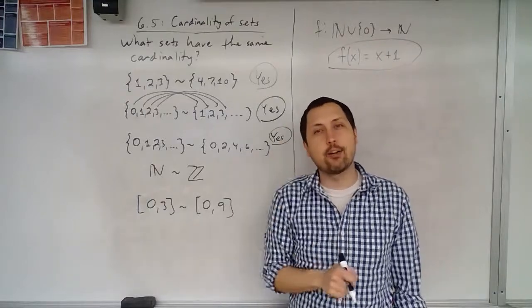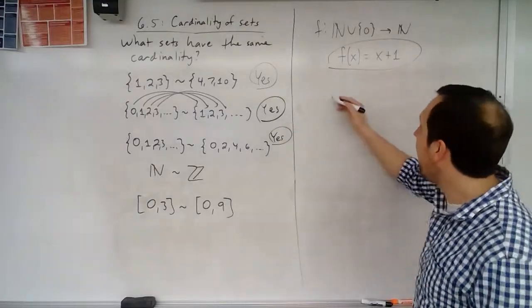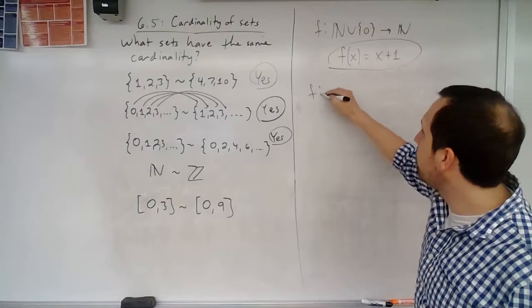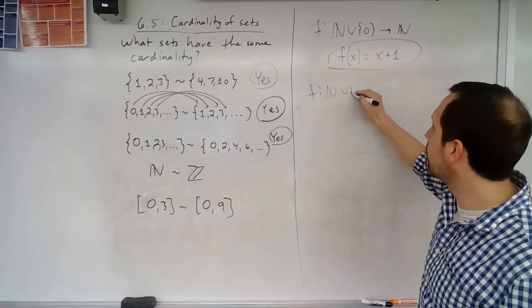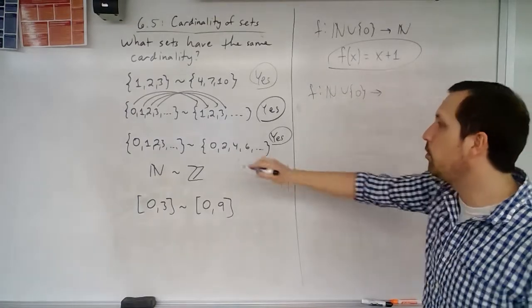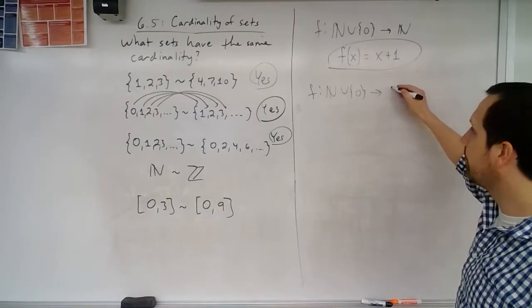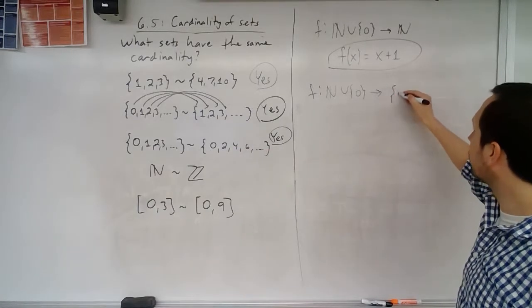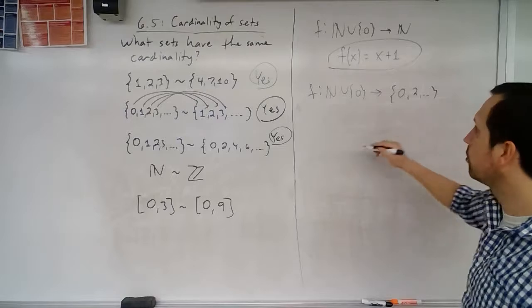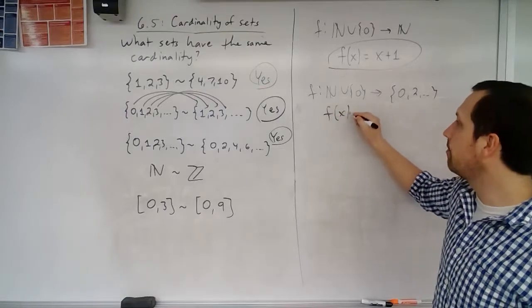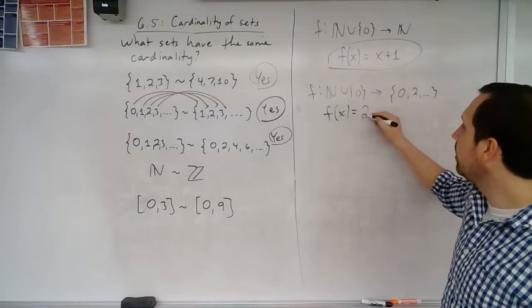Again, we're seeing, is there a bijective function between these? What I can do is define a function that takes the natural numbers, including 0, to this set of evens, 0, 2, and so on and so forth. My bijective function is going to be 2x.